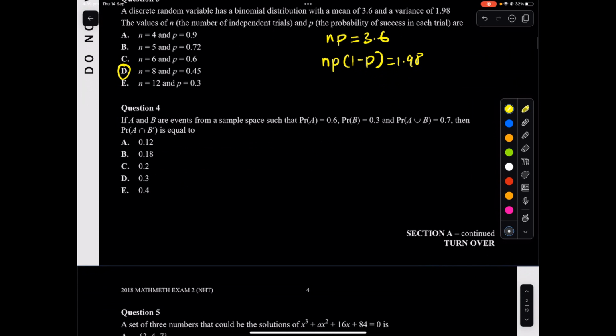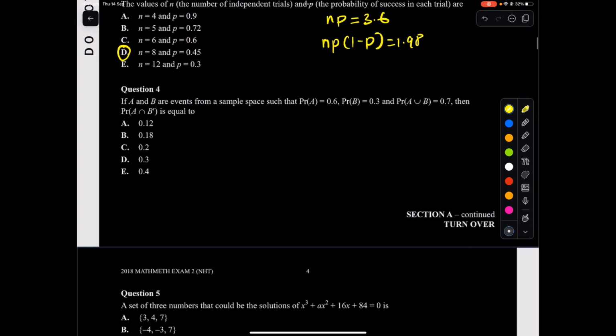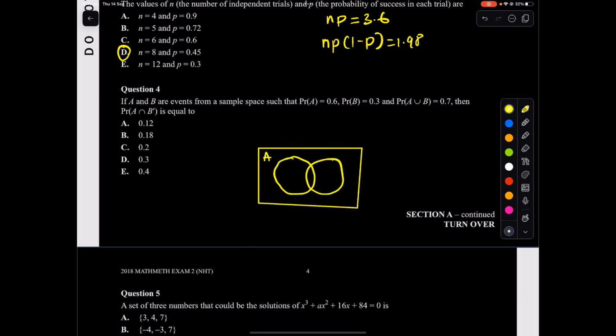Question 4. If A and B are events from a sample space such that the probability of A is this, probability of B is that, and probability of A union B is that, then the probability of A intersection B dash is what? So what are we trying to find? Well, if I draw a nice Venn diagram here, with two circles, say this is A and this is B, we're trying to find this section over here, this part of the graph.